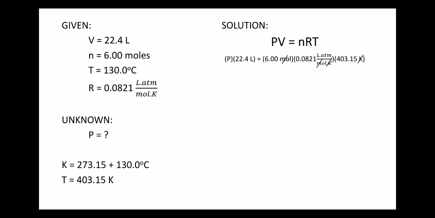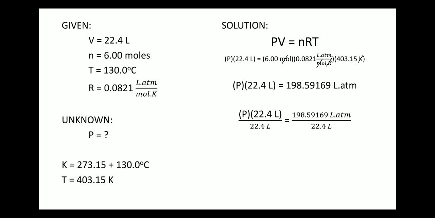Canceling some of the units, the remaining units are liter and atm. So multiply 6 times 0.0821 times 403.15, the answer is 198.59169 liter atm. Then copy P and 22.4 liters on the left side. To find pressure, divide both sides by 22.4 liters and cancel. So 198.59169 over 22.4. Then pressure is equal to 8.87 atmosphere.